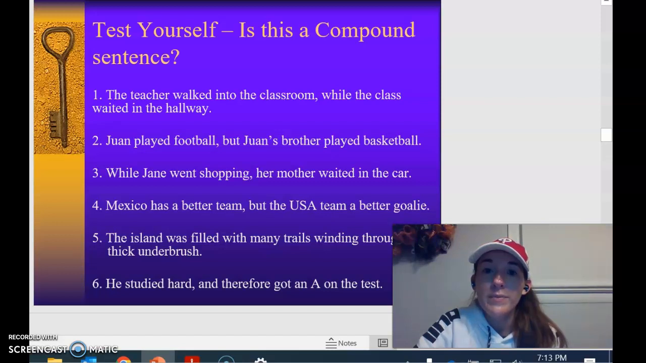So number 1, the teacher walked into the classroom while the class waited in the hallway. 2. Juan played football, but Juan's brother played basketball. 3. While Jane went shopping, her mother waited in the car. 4. Mexico has a better team, but the USA team has a better goalie. Sorry, I forgot to put in has. 5. The island was filled with many trails winding through the thick underbrush. And 6, he studied hard and therefore got an A on the test. Those are our 6 examples.